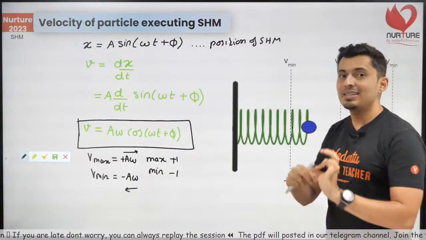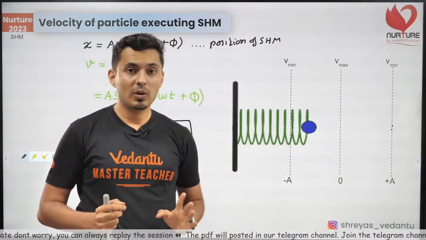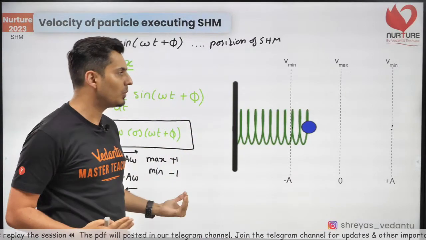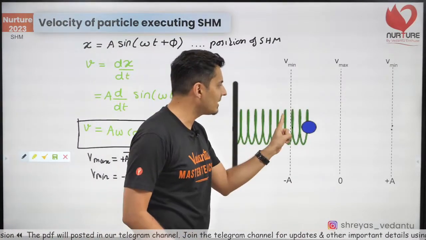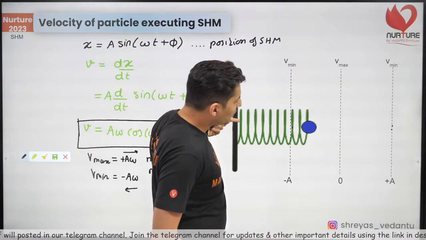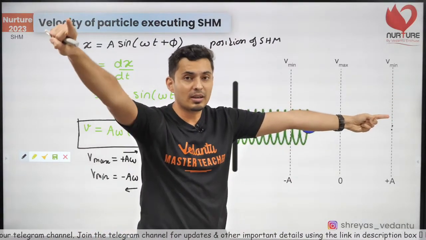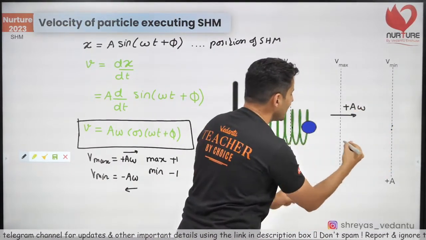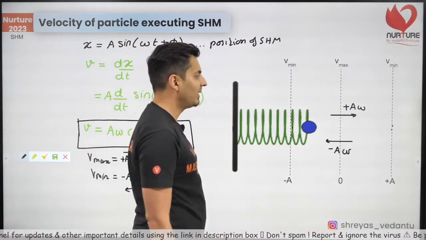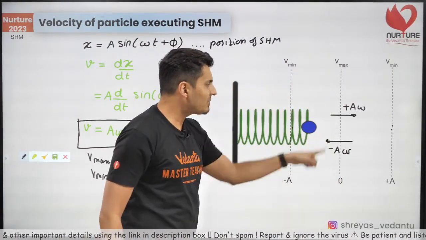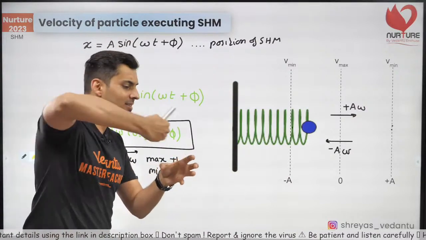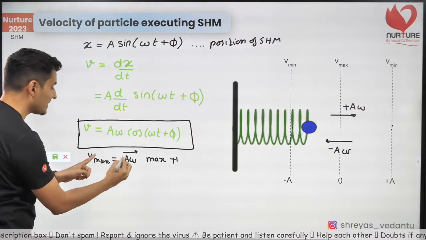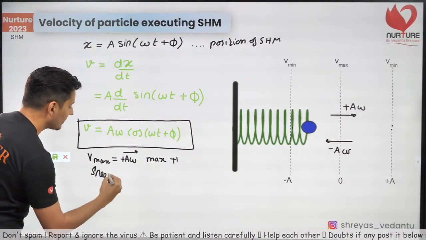So the least possible speed is 0. Speed wise, the minimum speed is 0 because speed can't be negative. Speed always has to be positive. But velocity wise, once it reaches here, it goes with maximum speed there, plus a omega. It goes there, stops, comes back. Here it comes with minus a omega. So the maximum speed is when it reaches the center, and the maximum speed comes out to be a omega. So this is the max speed of that particle.